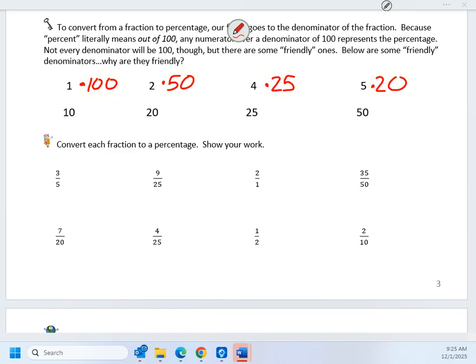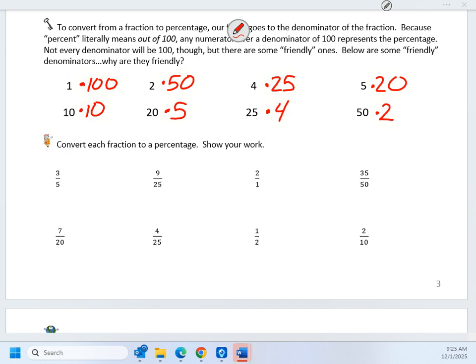If I have 10 as a denominator, what should I multiply by? Joy? 10. If I have 20 as a denominator, what should I multiply it by? Haley? 5. If I have 25 as a denominator, Matt? 4. And if I have 50 as a denominator, Leo?